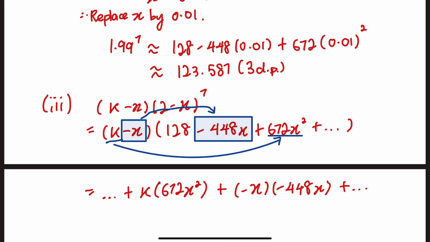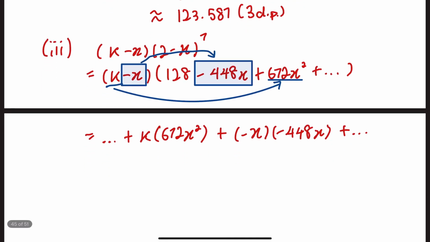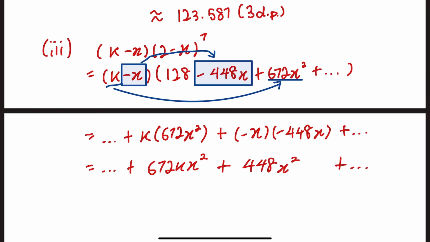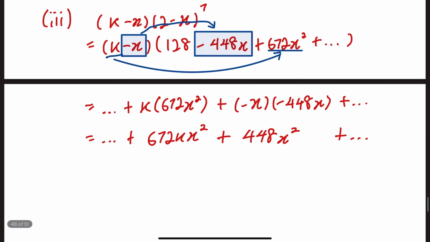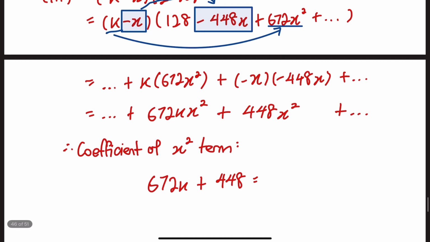There are much more expansions, but I don't need to worry about those. I just need to focus on my x squared term. So I can simplify this: plus 672kx squared plus 448x squared plus dot dot dot. Therefore, the coefficient of my x squared term is simply equal to 672k plus 448. And I'm given that this coefficient is actually 616.